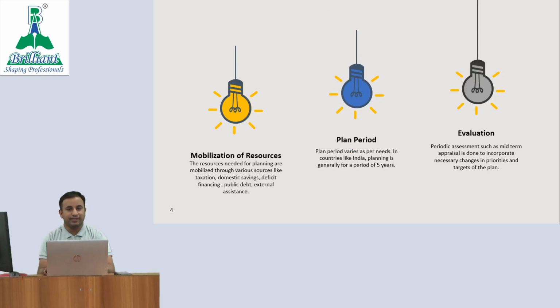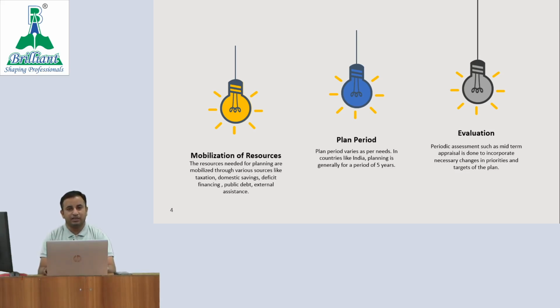Mobilization of resources is also an important feature of economic planning. The resources needed for planning are mobilized through various sources like taxation, domestic savings, deficit financing, public debt, and external assistance. So how does the government earn income? It is by way of taxation, by savings made by the government, and by public debt. This is the way to raise funds. External assistance is also sought to raise funds. So resources are mobilized in such a way that all the economic objectives are better achieved.